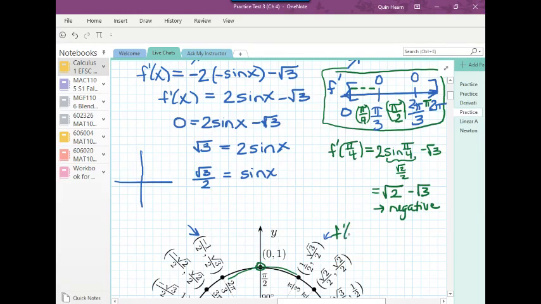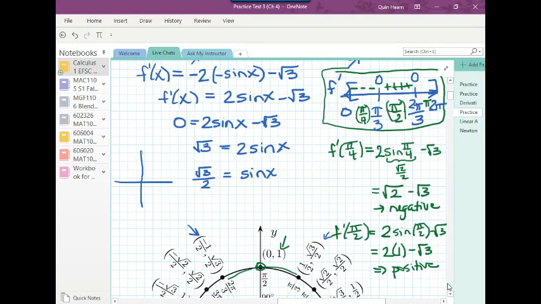So we have f prime of pi over 2 equals 2 times the sine of pi over 2 minus the square root of 3. Okay, well, sine of pi over 2 is 1, you can see on the unit circle there, the y coordinate. 2 times 1 minus square root of 3. All right, well, the square root of 3 I know is less than 2 because square root of 4 is 2. So this is going to be 2 minus a number less than 2. That's going to give us a positive result.